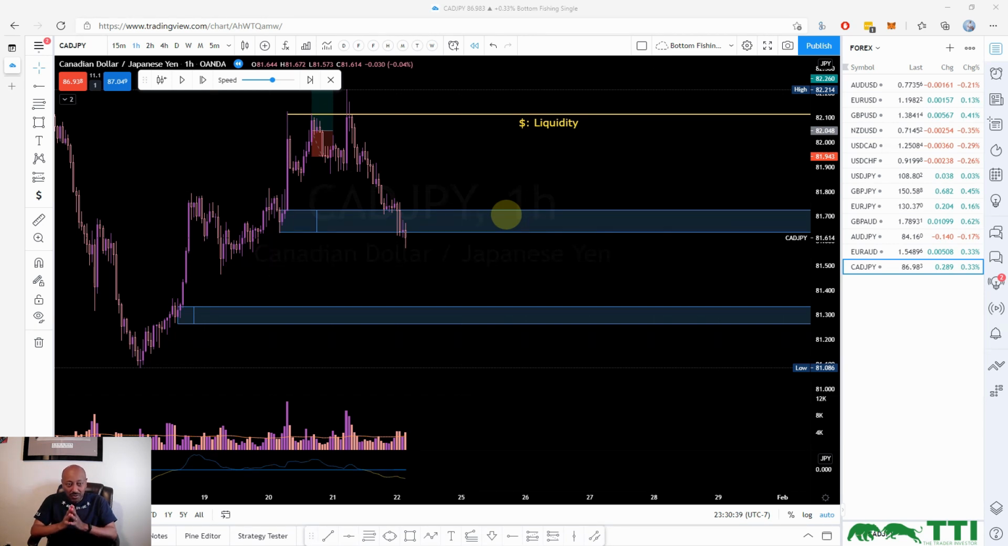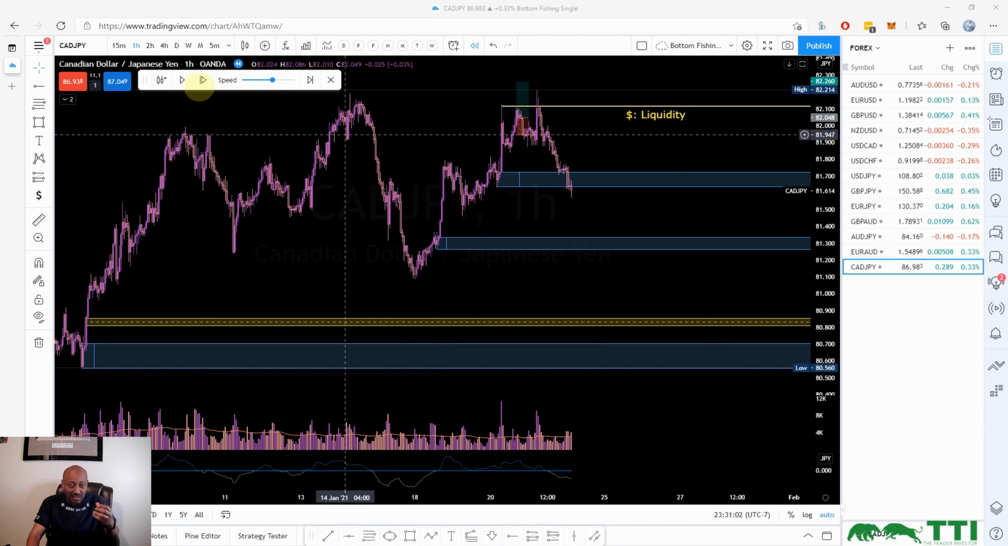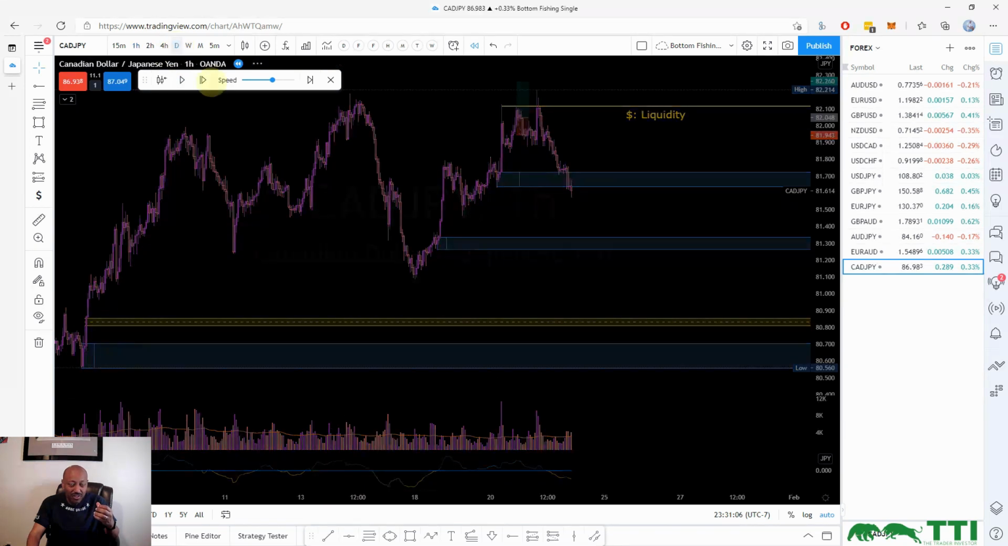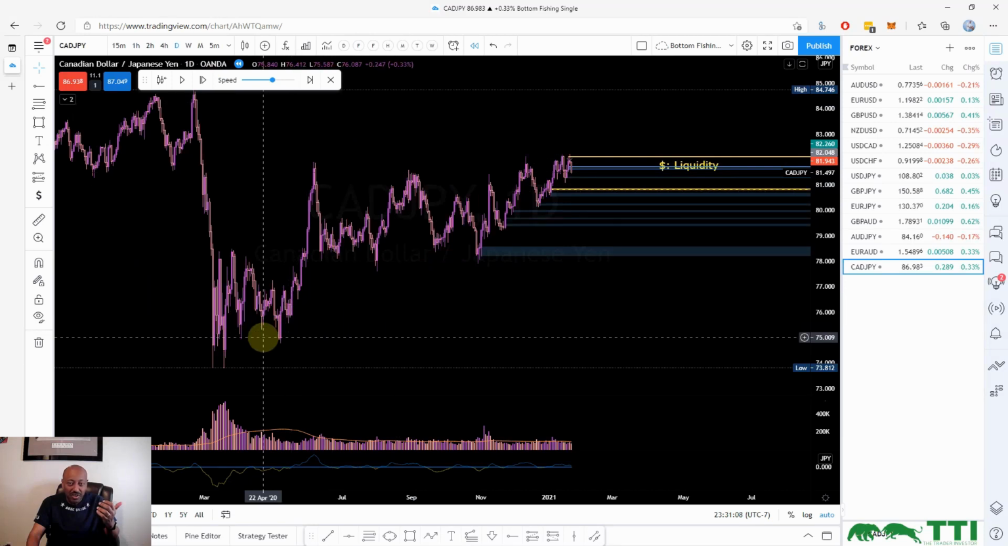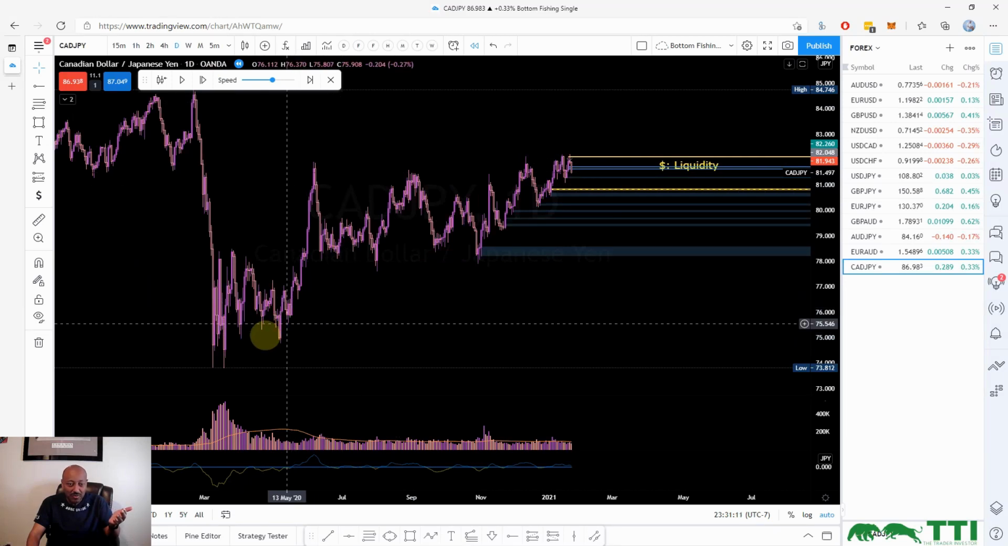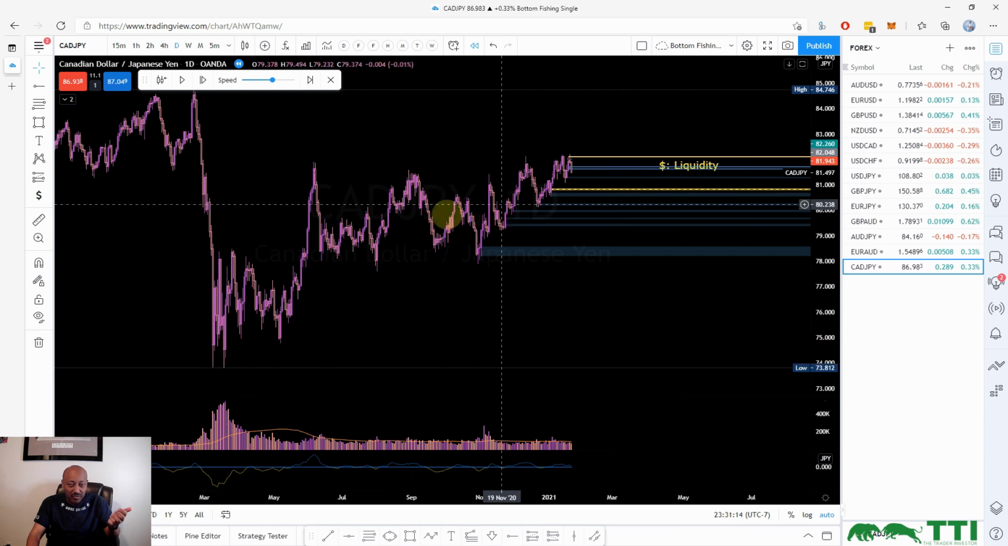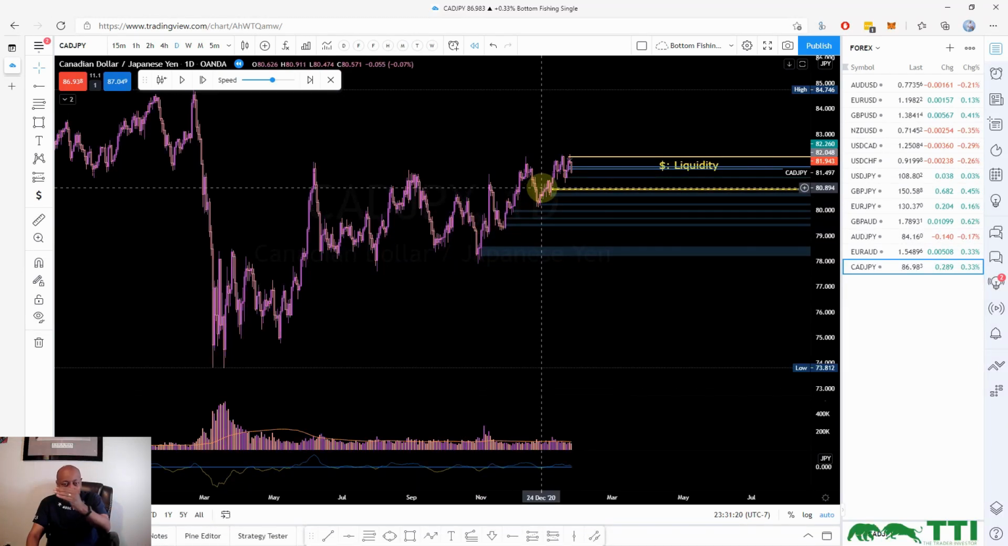So you've seen how the imbalances are drawn. You've seen how the order blocks are drawn. You understand supply zone, demand zone, and you understand break of structure, the break of structure of the long term and of the short term. Because I trade the daily and hourly, my long-term break of structure is looking at the daily. So when I look at Canadian dollar versus Japanese yen, we're in an uptrend, moving in a range and slowly grinding up.